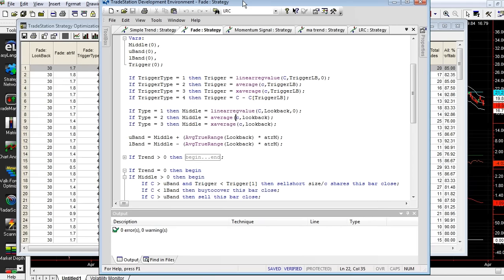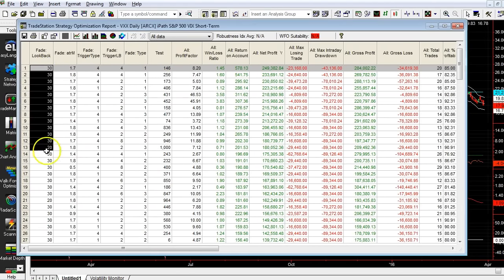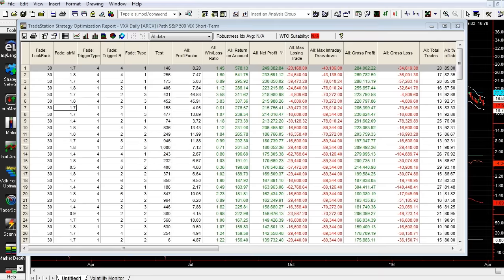If we are 1.5 ATRs above linear regression, which by the way comes out to be exactly what my LRC channel default settings are, if you've learned about that at all in the past. So 1.5 ATRs above linear regression, or 1.5 ATRs above exponential average. And the look back for that is, well, here is that, 30 bar is what optimized. So it optimized to the slowest one. So I'll make a note of that in a second, kind of tell you what I think about that.